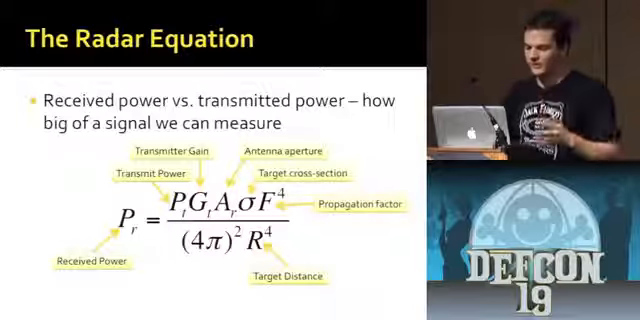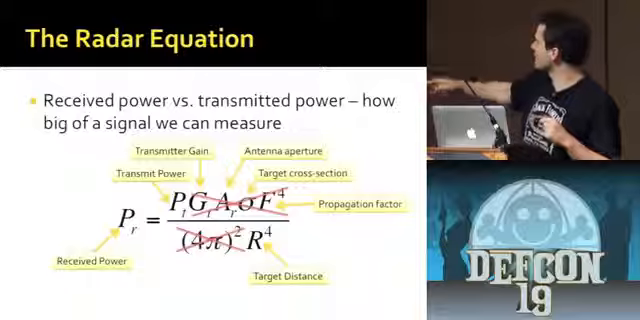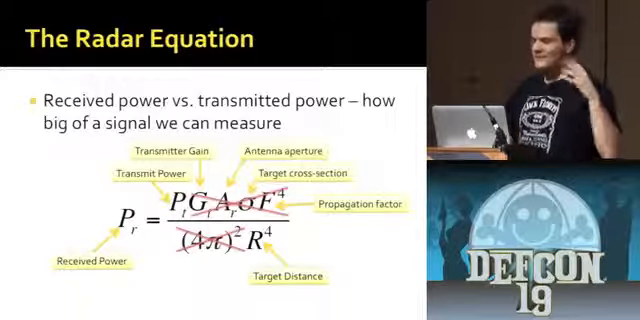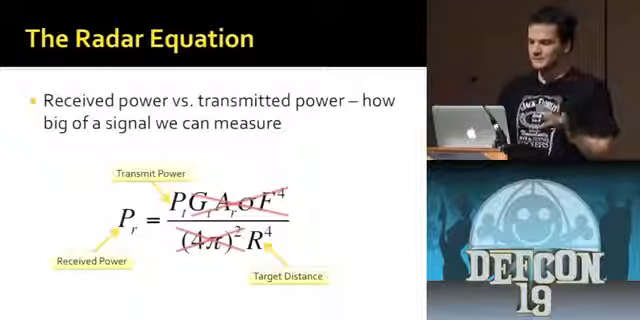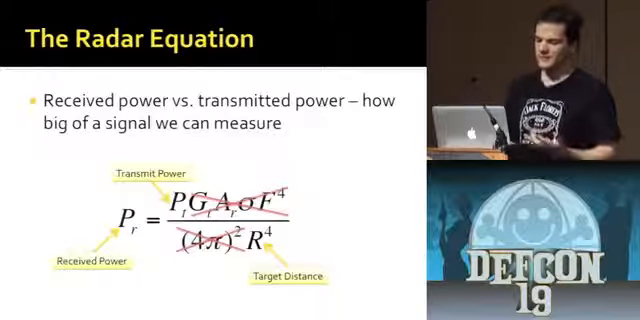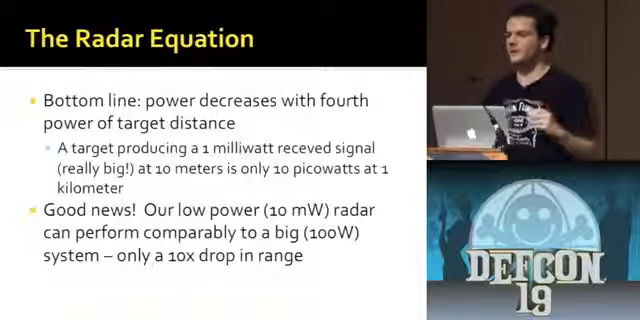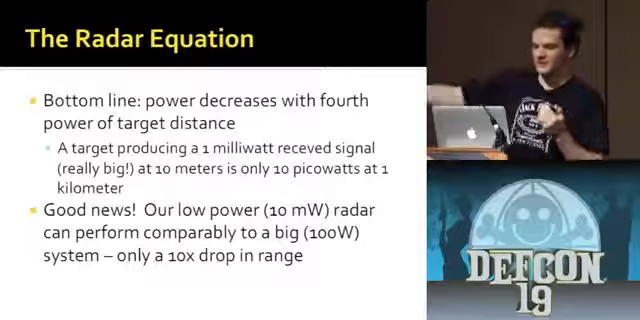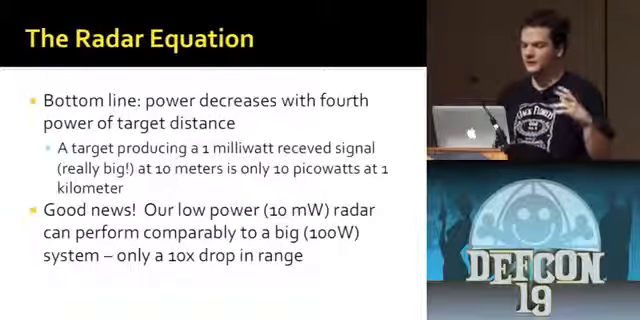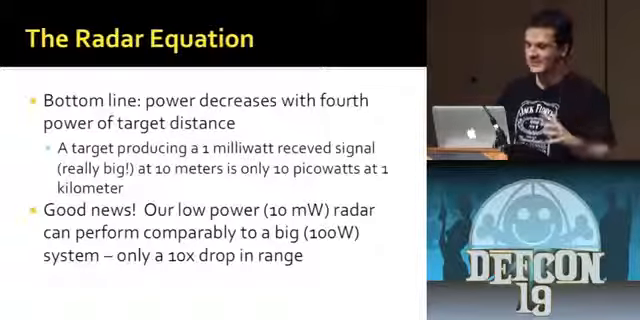I actually don't really care about most of this stuff right now. The main point I want to make is this target distance here. So we have power over R to the fourth. That means that basically, your transmit power doesn't matter that much. The received power is going to decrease with the fourth power of the distance. So if you move by a factor of 10 away, my example here is if you receive a signal of 1 milliwatt at 10 meters, at a kilometer that's 10 picowatts. It's really tiny.